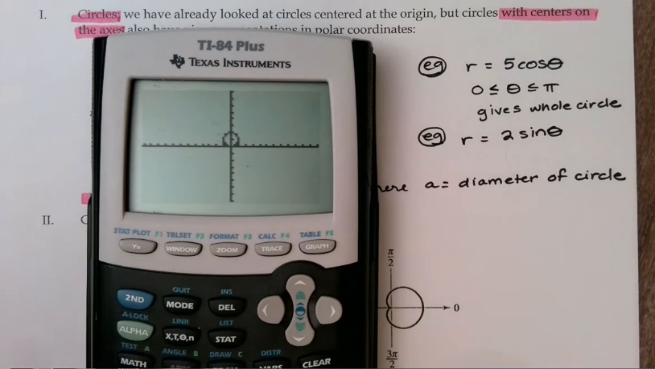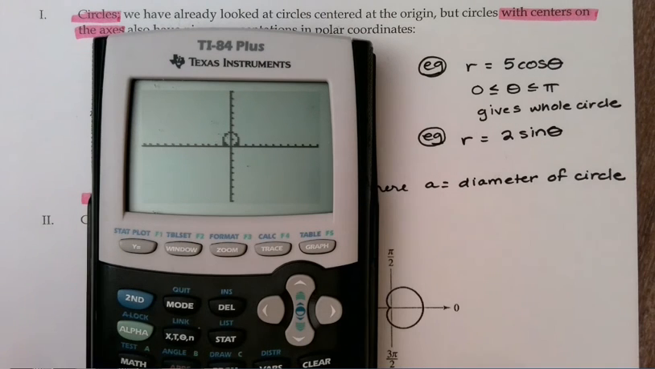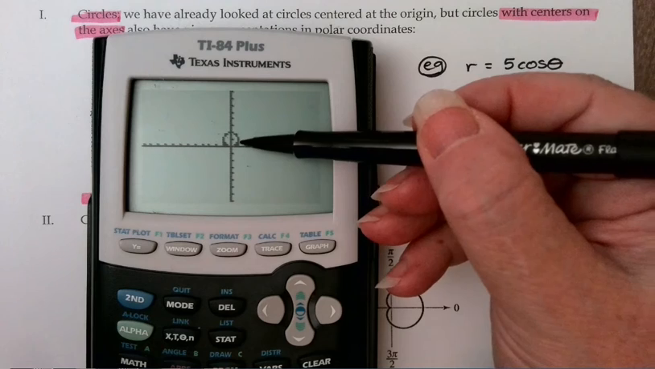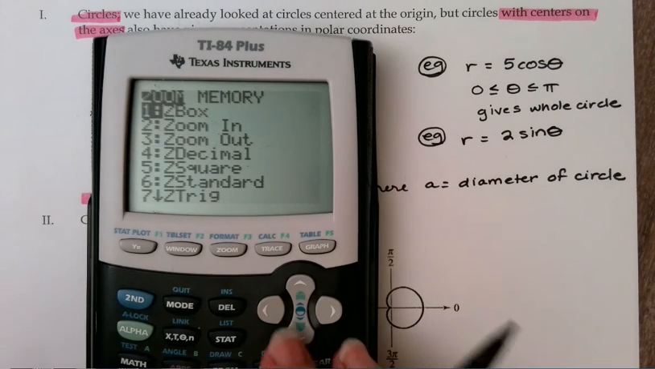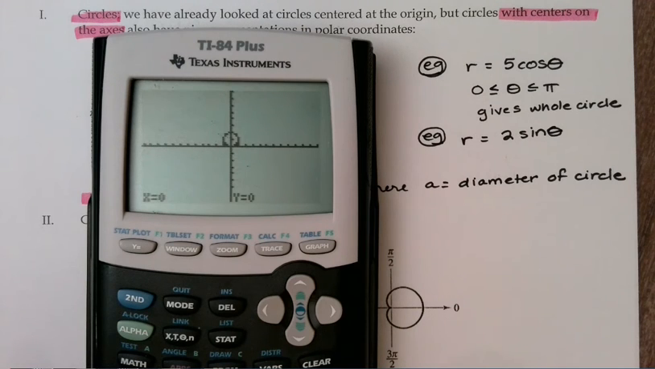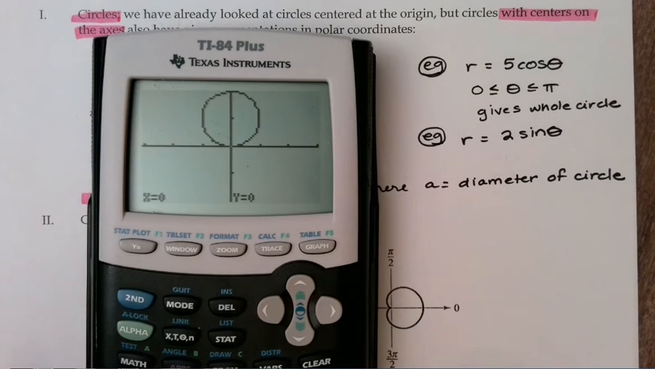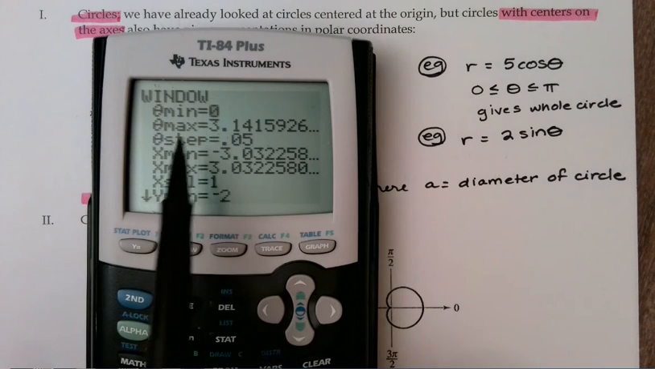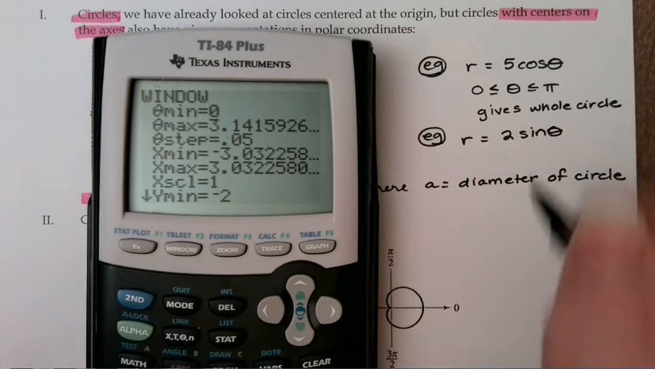All right, it's pretty tiny, but I can see it. It is up and down here. The center is on the y-axis, and it looks like the diameter is 2. If I wanted to zoom in, you'll have to hit enter when you get back to the screen. I can see it a little bit easier. Yes, 1, 2 is the diameter, and the center is on the y-axis this time. Once again, in my window settings, my thetas were only going from 0 to 1 pi, and that did give me the whole circle.